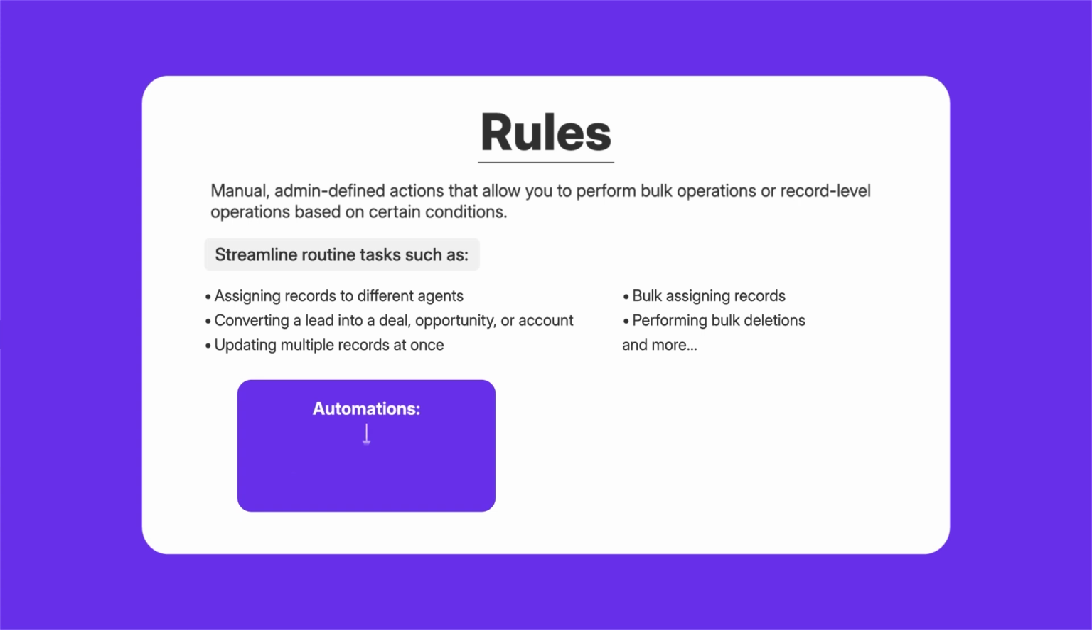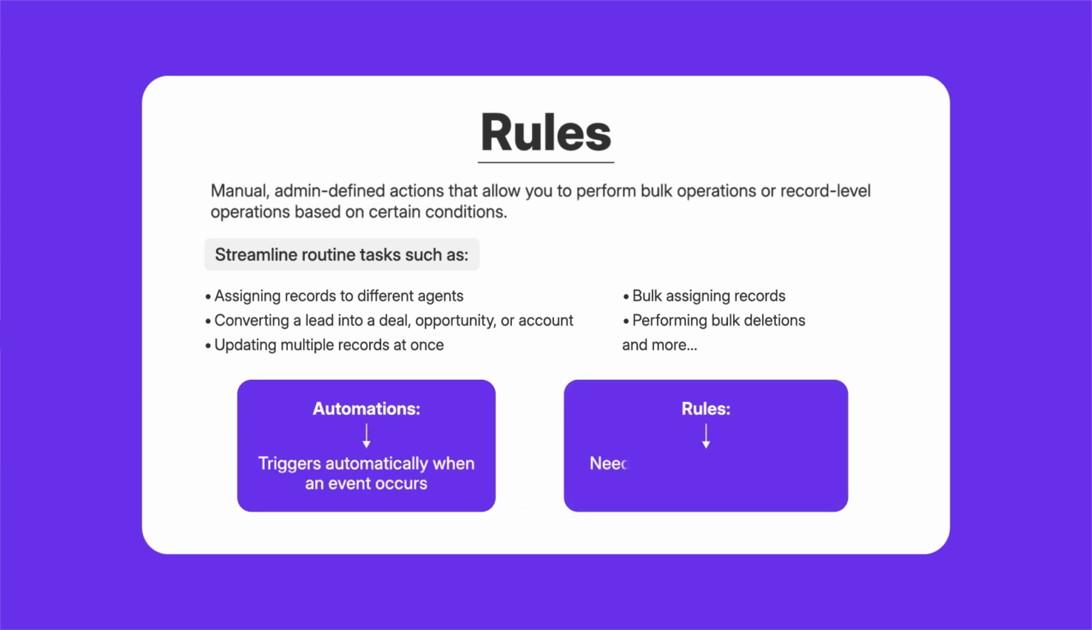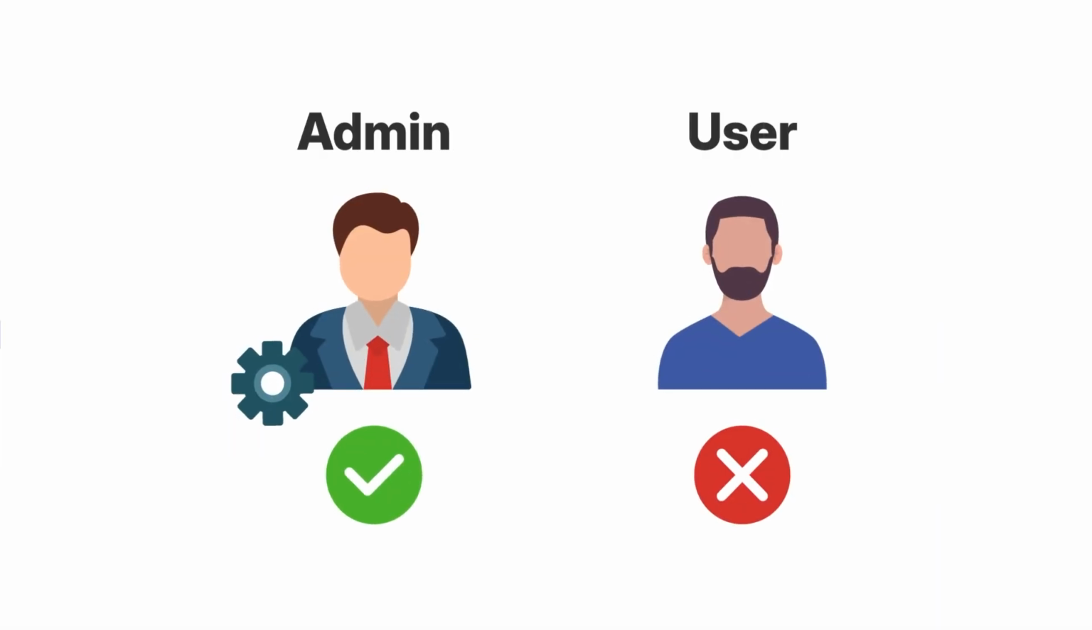Unlike automation workflows that trigger automatically when an event occurs, rules need to be executed manually by the user. This gives you controlled flexibility, especially when you want to run an action only when required. It's also important to understand that rules can only be defined and configured by an admin. Regular users do not have the privilege to set up rules. The admin sets these rules based on the business requirements and chooses which objects the rules should apply to.